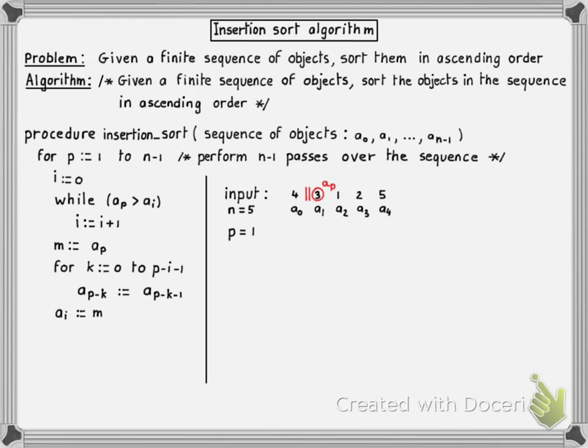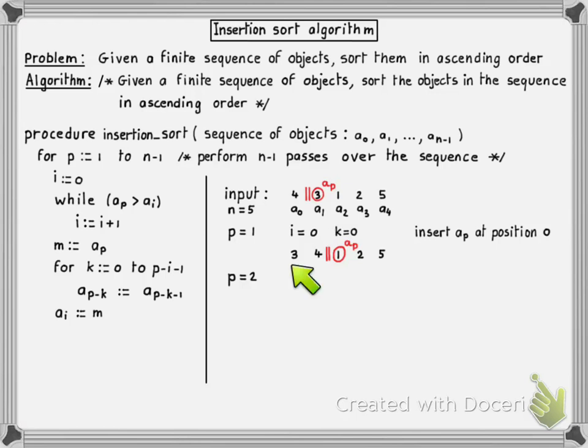So when you trace the first pass, the value of i starts and ends at 0. The value of k likewise starts and ends at 0, and the element a sub p is inserted at position 0. So the state of the sequence after the first pass is the following. 3 is inserted in front of 4, and the rest of the sequence does not change. Let's look at pass number 2. The first two elements are now sorted. The next element to consider and to insert is the 1 at position 2.